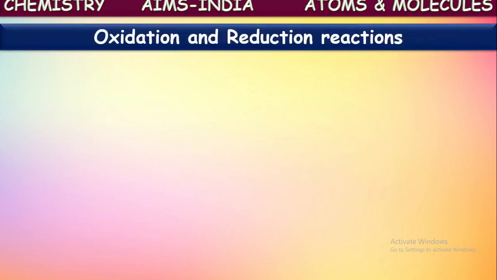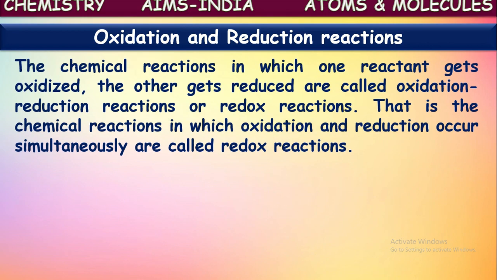Next, another kind of chemical reaction is oxidation reduction reactions. The chemical reactions in which one reactant gets oxidized and the other reactant gets reduced are called oxidation reduction reactions, or simply redox reactions. That is, the chemical reactions in which oxidation and reduction occur simultaneously are called redox reactions or oxidation reduction reactions. So here, what is meant by oxidation reduction?